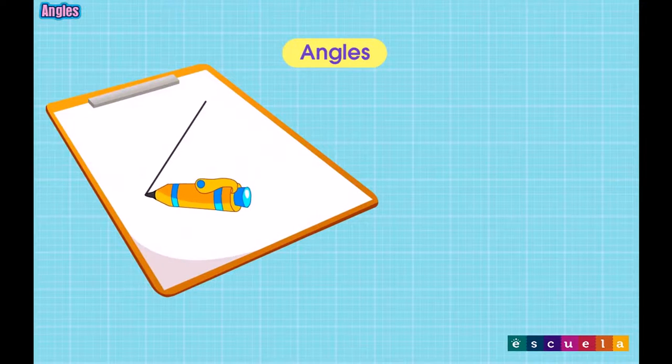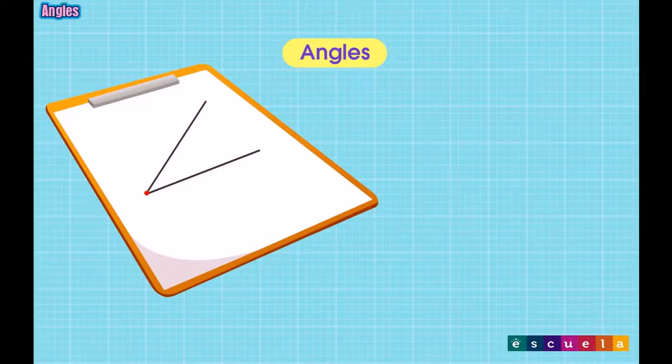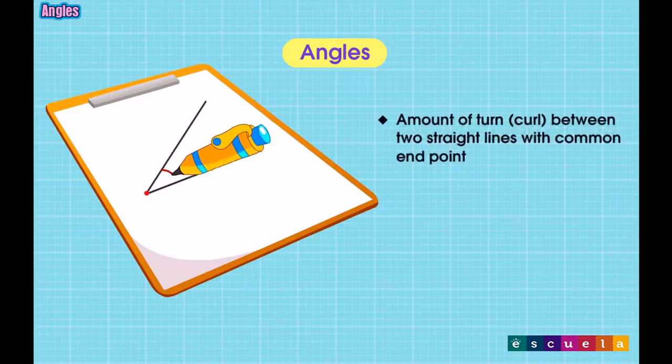Angles are formed when two lines meet. If there are two straight lines such that they have a common endpoint, then the amount of turn, or curl, between these two lines is known as the angle between those lines.